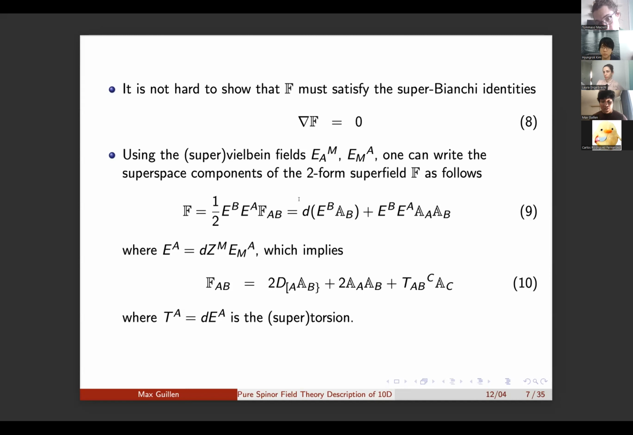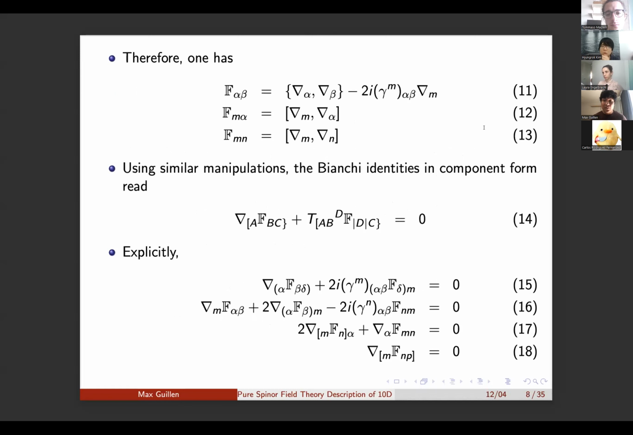components. In order to do that, I need to introduce the superfield vielbeins, these fields E_A^N, E_M^A, okay? And it turns out that you can show that since we are working in superspace, the torsion is not zero. So there is a component which is not zero. So we need to take this into account, and we basically find that the components of the superfield strength are given by equation 10. So we have the usual kinetic part plus the nonlinear part, but also the term proportional to the torsion. So when we write this in terms of components, we find these equations 11, 12, 13.